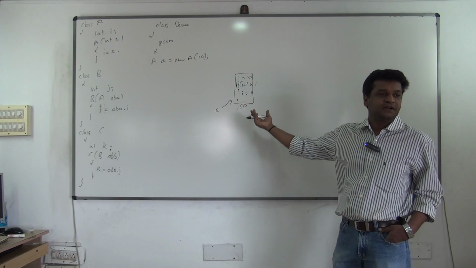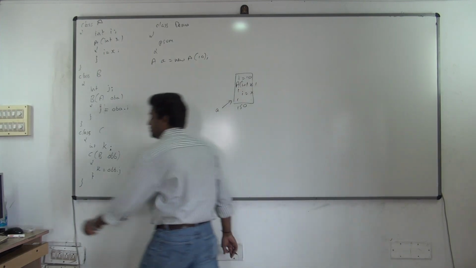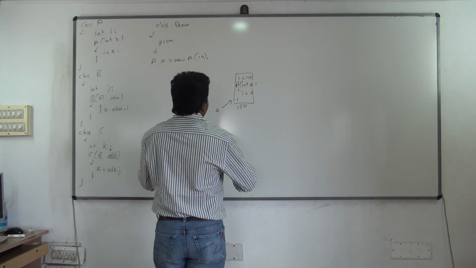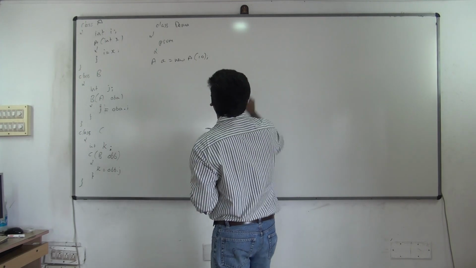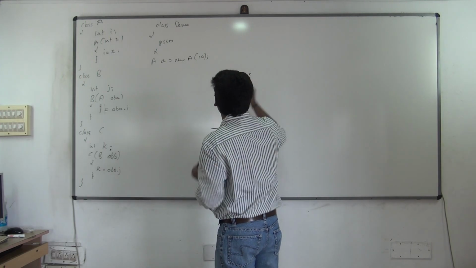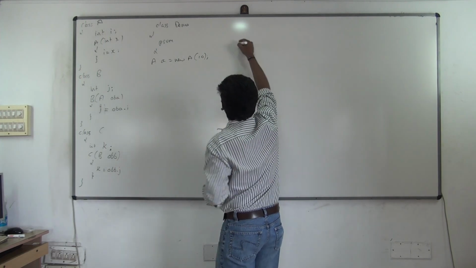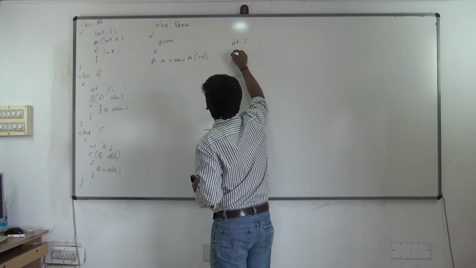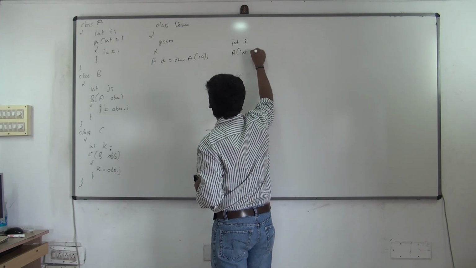Understood? The A object is getting created. Are you clear or not about this? Are you clear with the A object or not? So when you allocate memory for A, what happens? It is having int i and it is having one constructor.